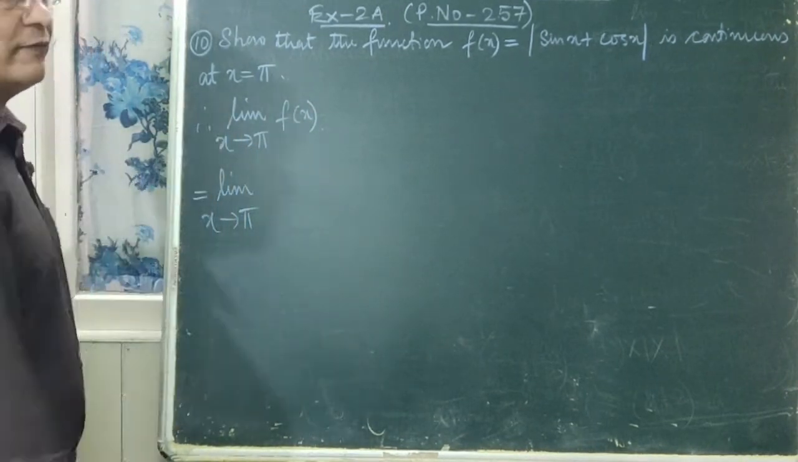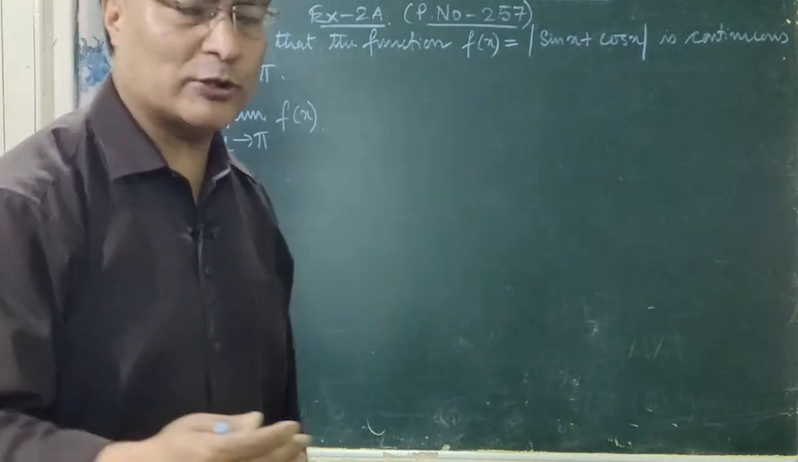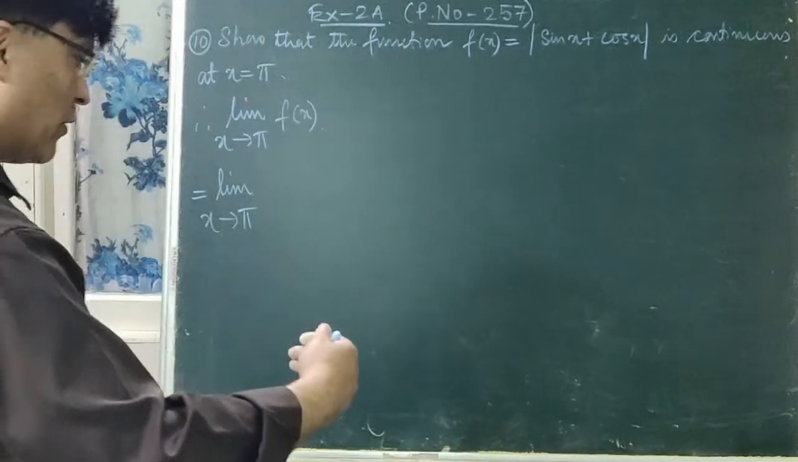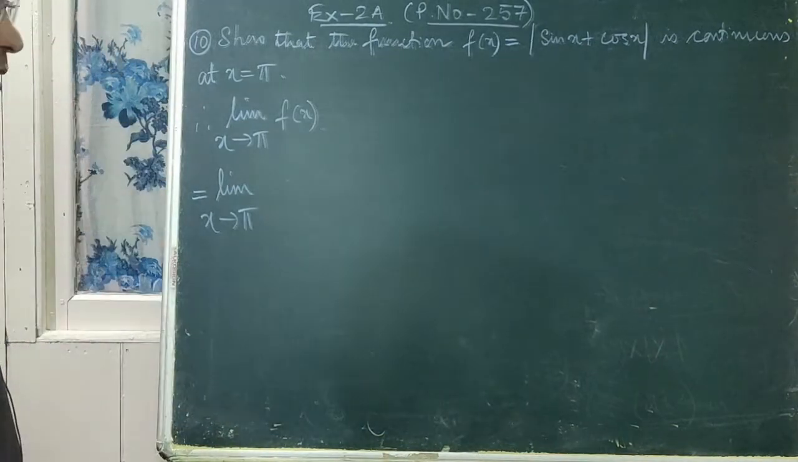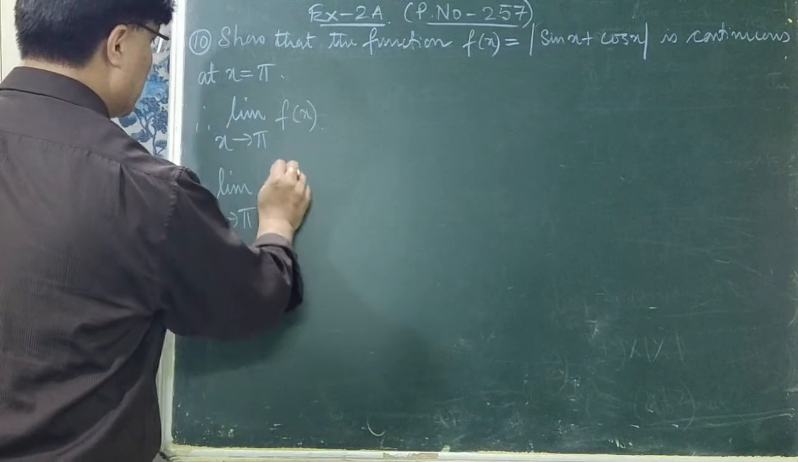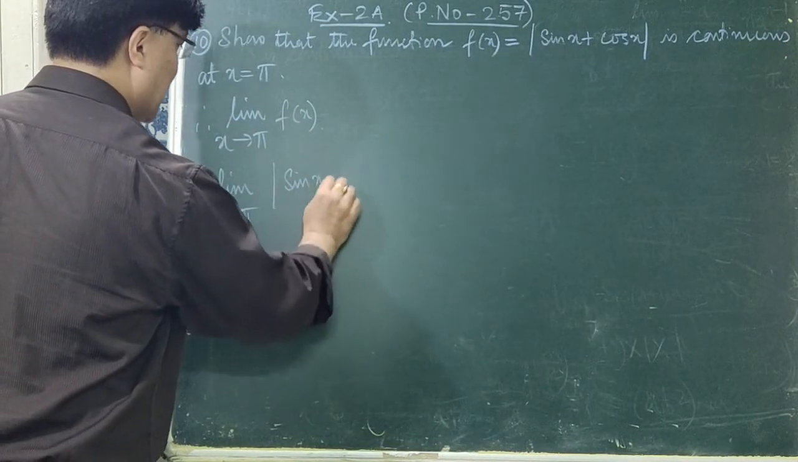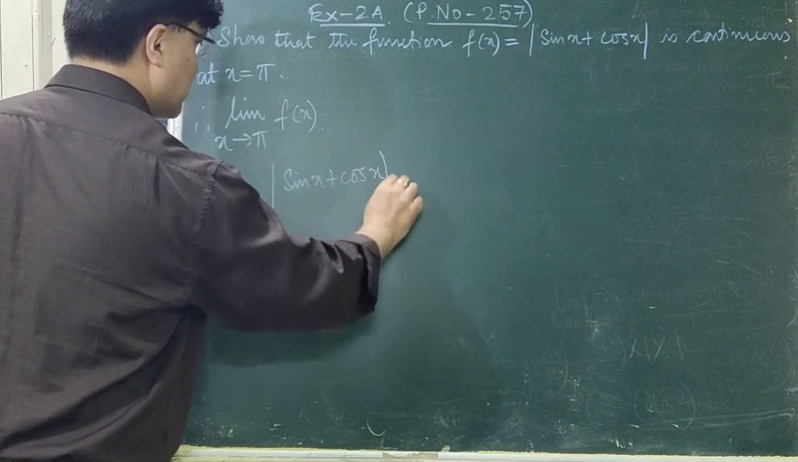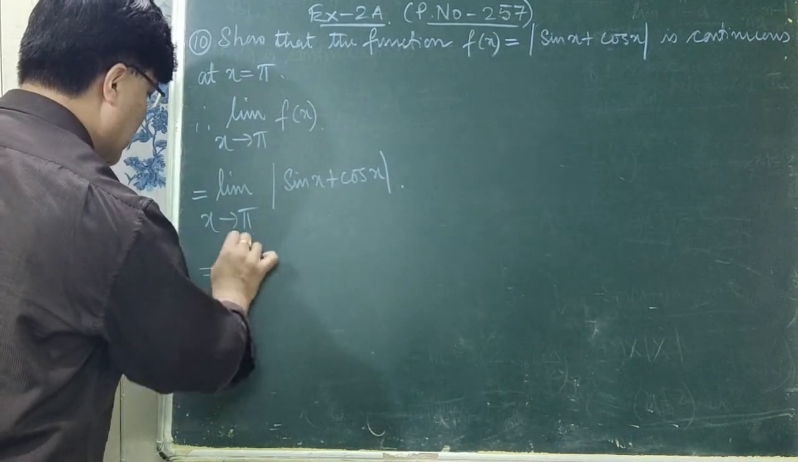Therefore limit x tends to pi f of x is equal to limit x tends to pi. You know the meaning of x tends to pi? X is approaching towards pi from the right hand side or from the left hand side. Both right hand limit and left hand limit are included here. So what is the value for f of x in this case? It is mod of sin x plus cos x. So you can put x is equal to pi here.